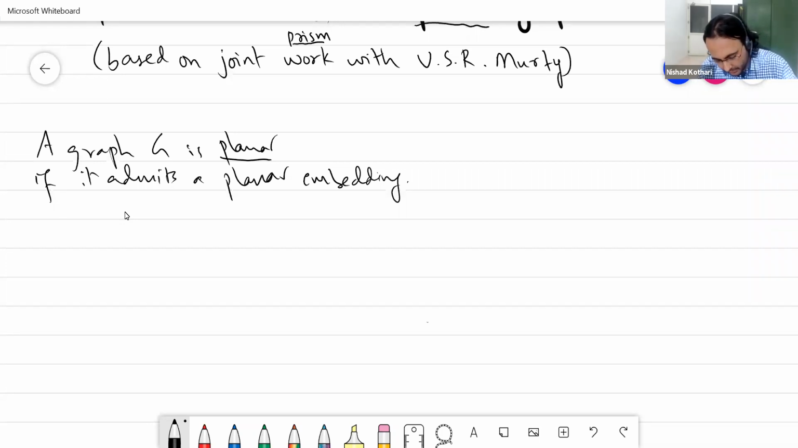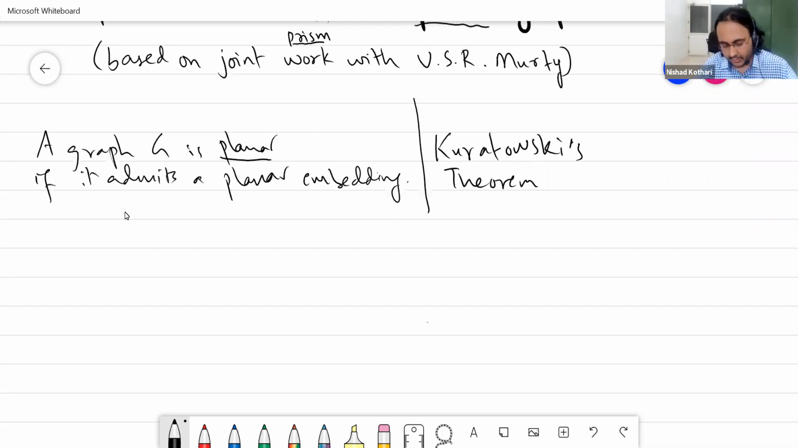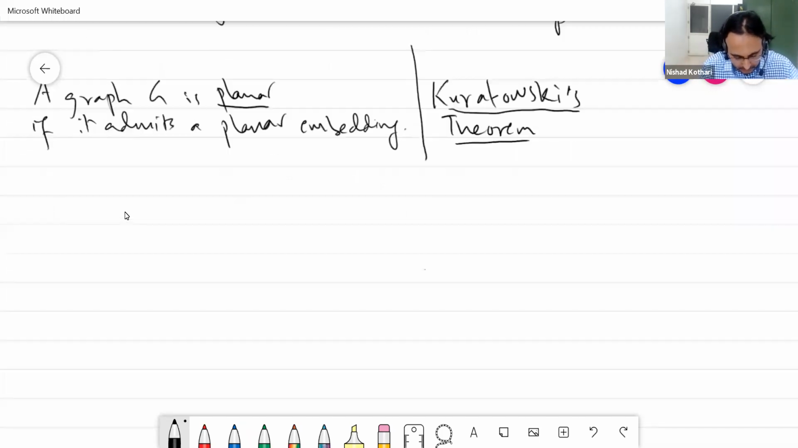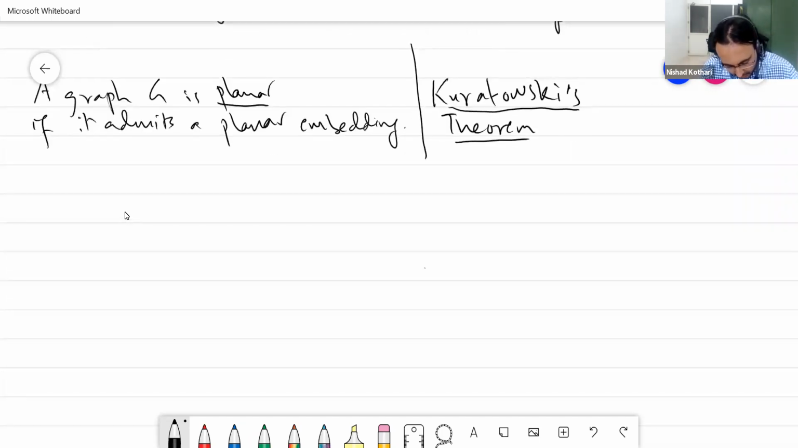So that's what a planar graph is. And some of you who may be slightly familiar with graph theory might have heard of the Kuratowski theorem. Kuratowski's theorem basically gives you an if and only if condition for a graph to be planar. So I want to just quickly tell you about Kuratowski's theorem.